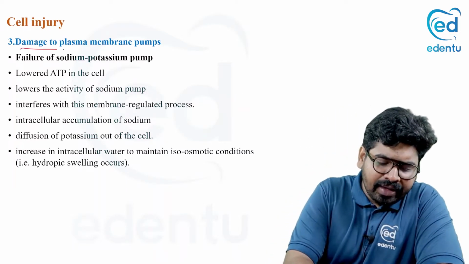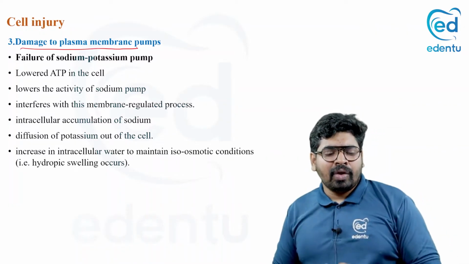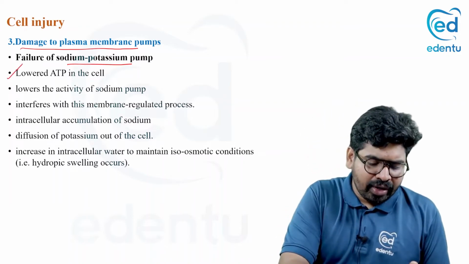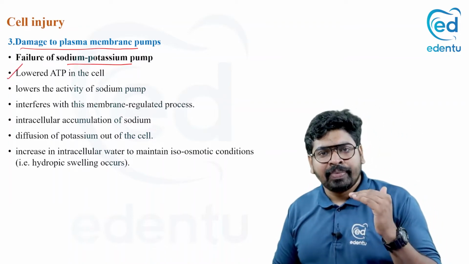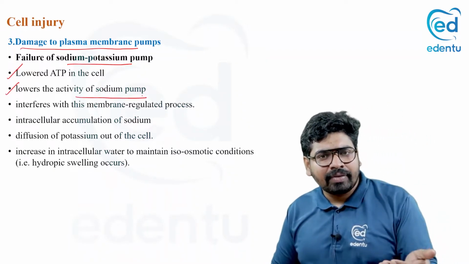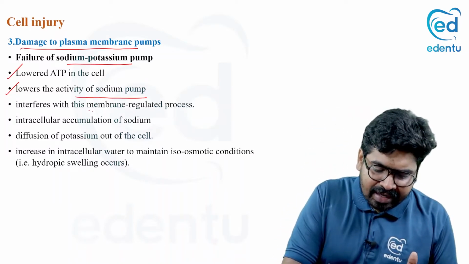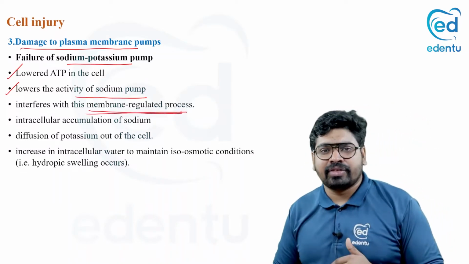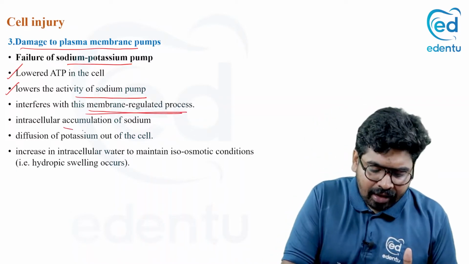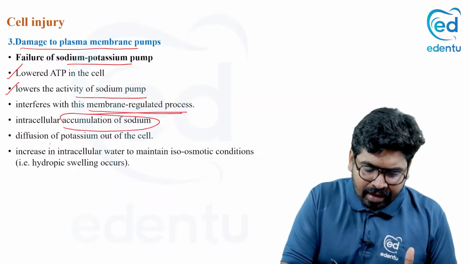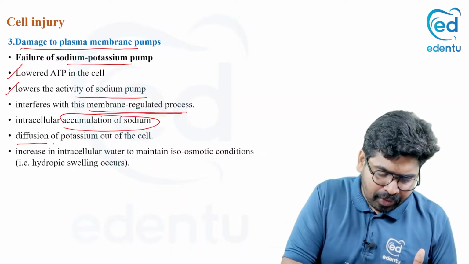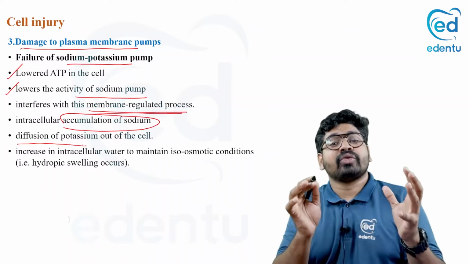Now, what happens when there is damage to the membrane pumps? What happens if your sodium potassium pump is damaged? There is lower ATP in the cell, and the activity of the sodium pump is reduced. Now, what if the activity of the sodium pump is reduced? There is a defect in the cellular membrane regulated process, and there will be diffusion of potassium out of the cell and accumulation of sodium inside the cell.